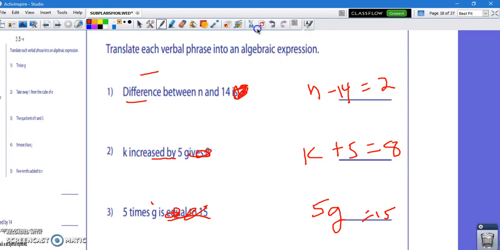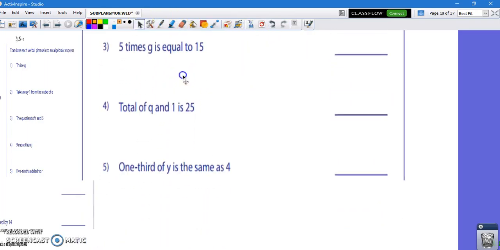A few more. So now we have total of q and 1 is 25. Is 25. That takes care of that. Total of q and 1. Total means what? It means add. So q plus 1 is 25. That's supposed to be a 5.